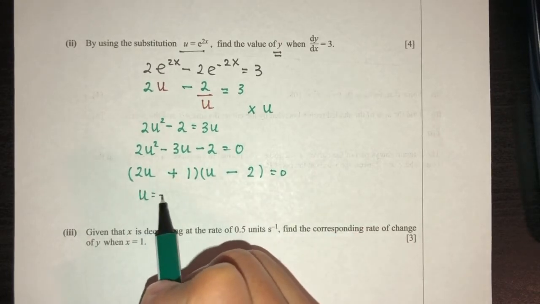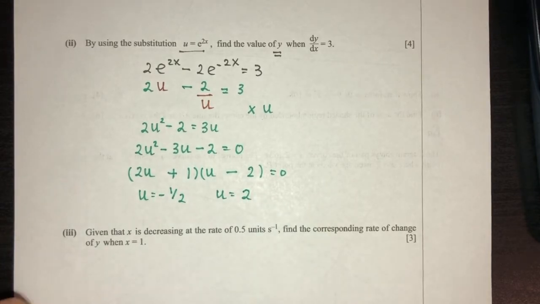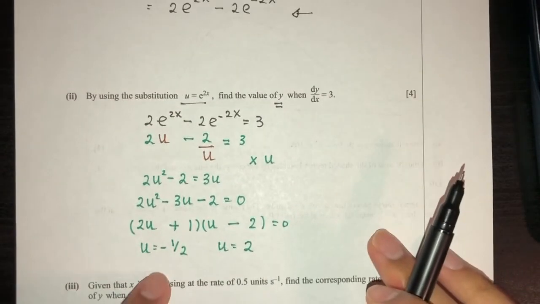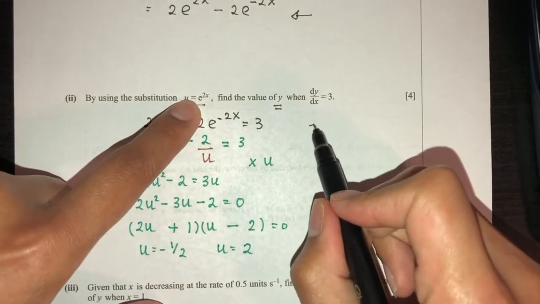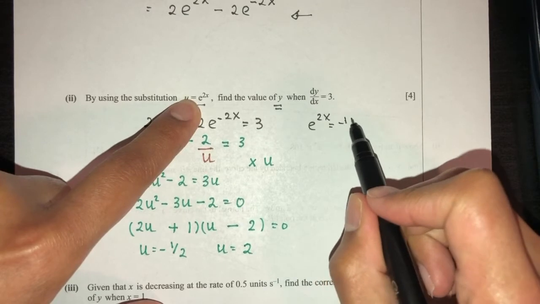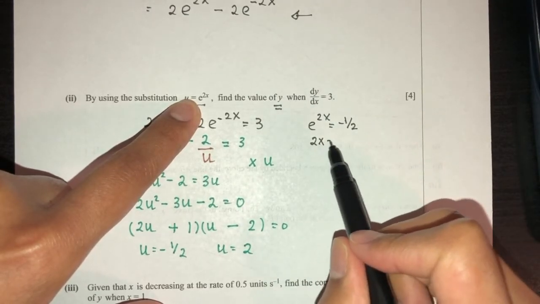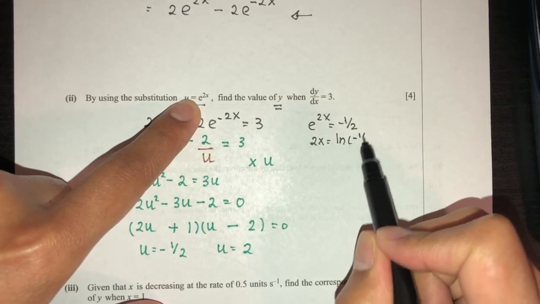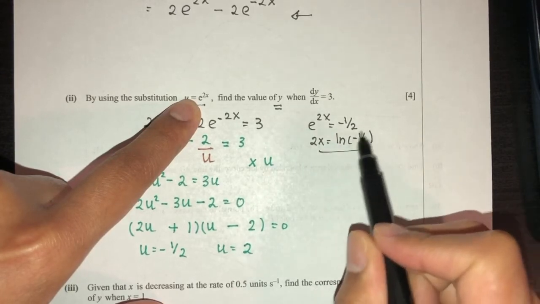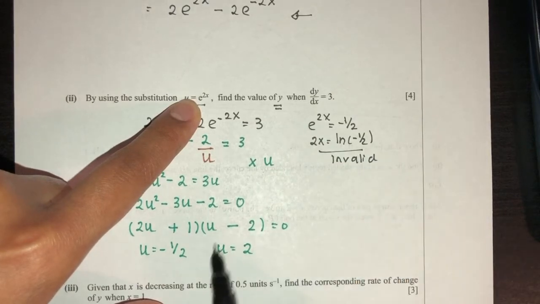Now u is equal to minus half and u is equal to 2. So you have to find the value of x. So u is this one. e to x is equal to minus half, which is not going to be possible because 2x will be ln of half. So log cannot be negative, so that will be invalid for this one. So we have to use this one.